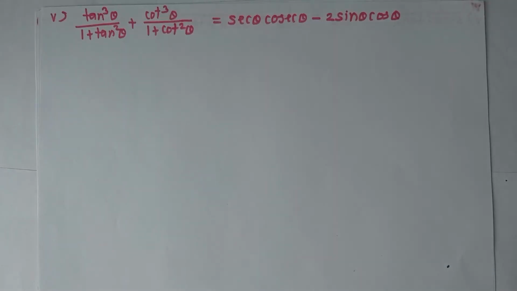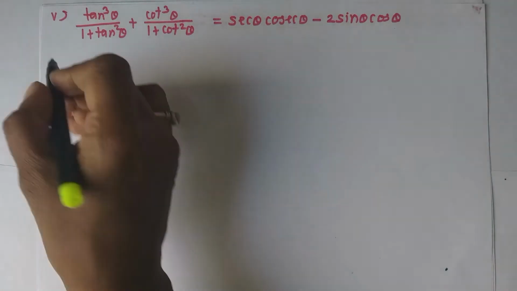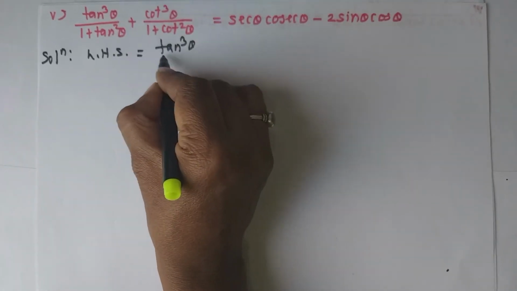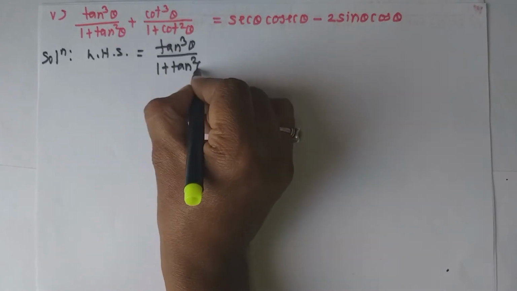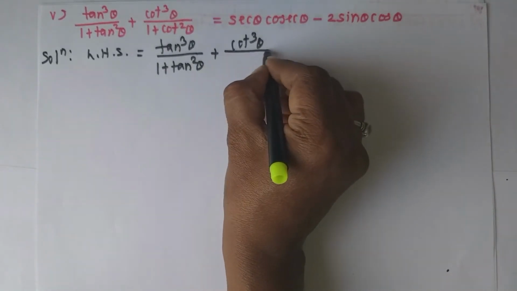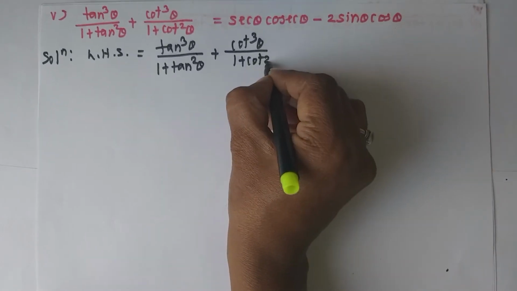Tan cube theta divided by 1 plus tan square theta plus cot cube theta divided by 1 plus cot square theta is equal to sec theta into cosec theta minus 2 sin theta cos theta. Again you take the left hand side. Here write down solution. Left hand side, tan cube theta divided by 1 plus tan square theta plus cot cube theta divided by 1 plus cot square theta.